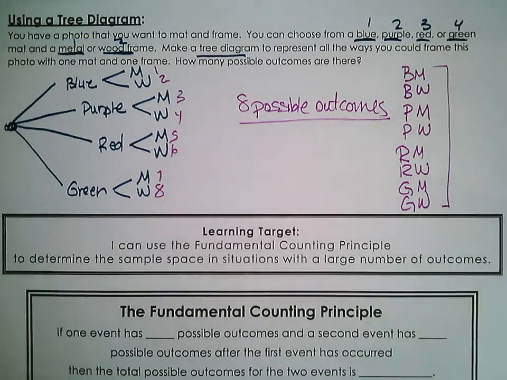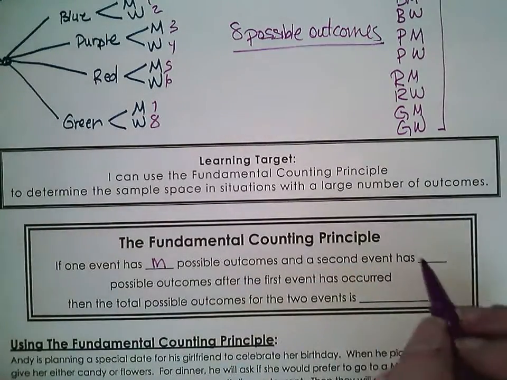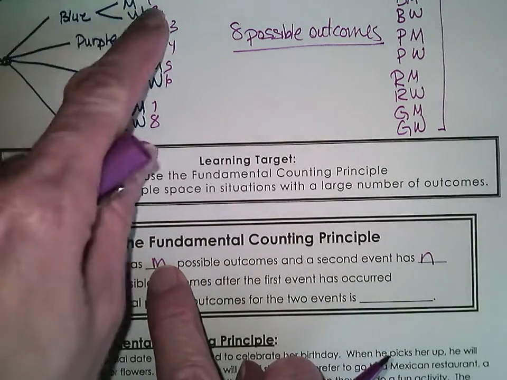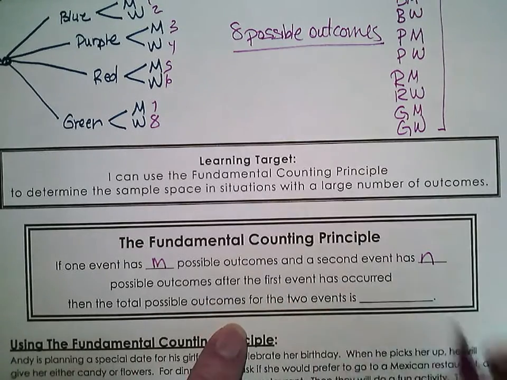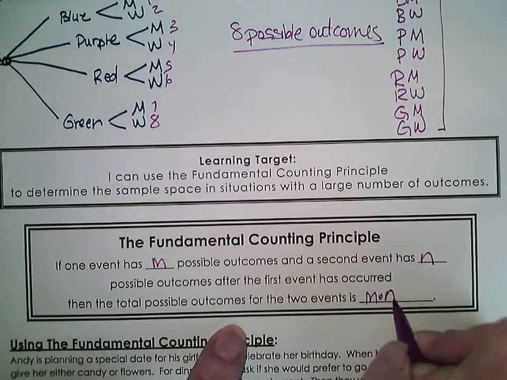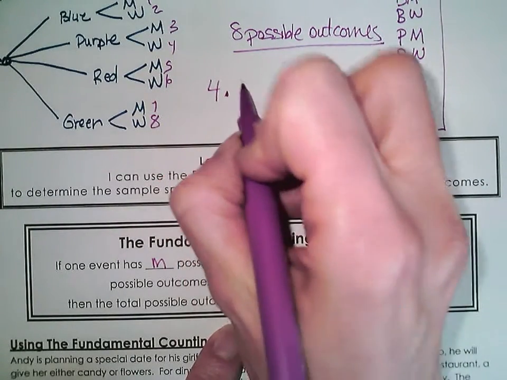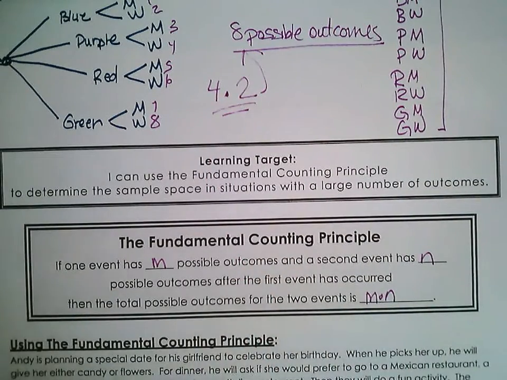So if we have m possible outcomes, and a second event has n possible outcomes, so that would be like 4 possible mats, 2 possible frames, the total outcomes is just m times n. So if you go back, if we had 4 possible mats and 2 possible frames, multiply them to get 8. So pretty easy. So let's take a look at a question.